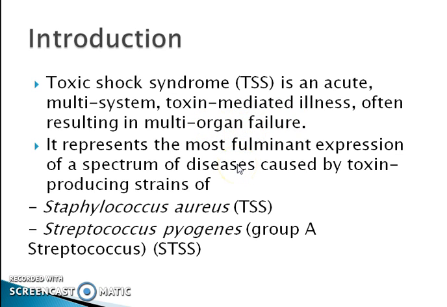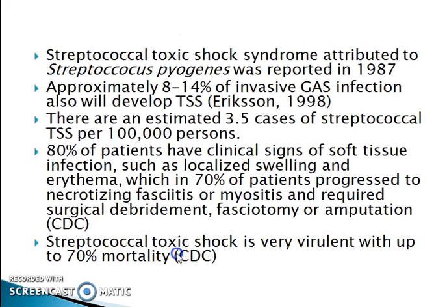Toxic shock syndrome is an acute multi-system toxin-mediated illness often resulting in multi-organ failure, and it is the most prominent expression of a spectrum of disease caused by toxin-producing strains of Staphylococcus aureus and Streptococcus pyogenes, which is group A streptococci. Approximately 8 to 14% of invasive group A streptococcal infections will also develop toxic shock syndrome.